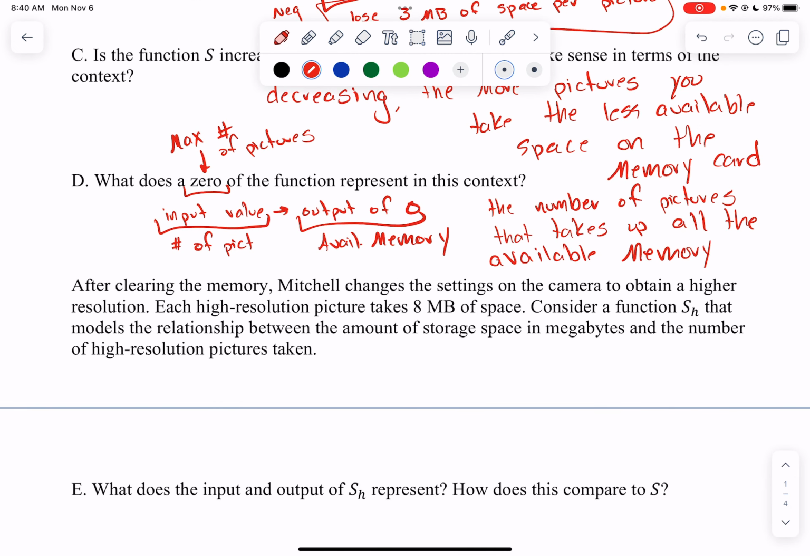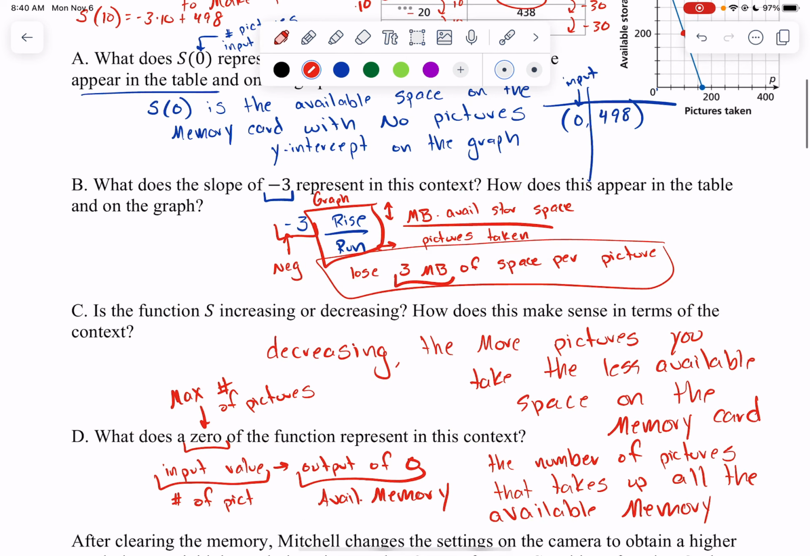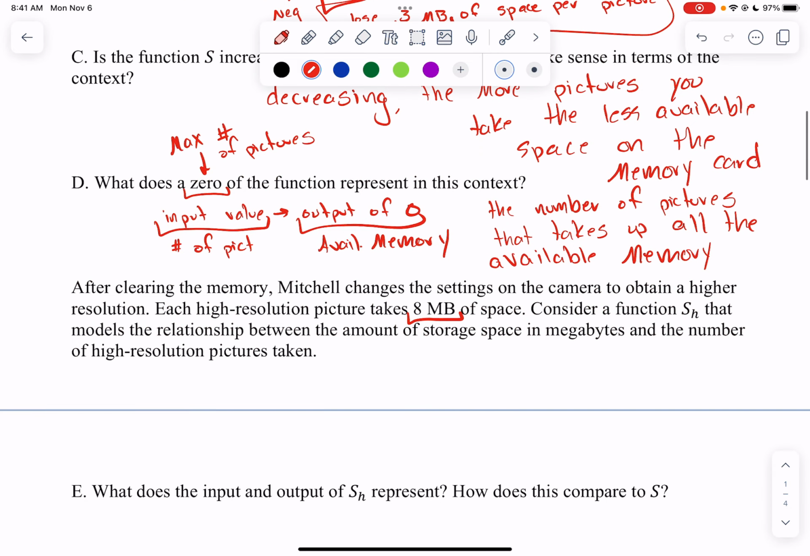After clearing the memory, Mitchell changes the settings on the camera to obtain a higher resolution. Each high resolution picture takes 8 megabytes of space. The last one, each picture took 3 megabytes of space. This one takes 8, because again, it's a higher resolution, higher def pictures. Consider a function S sub h. We read this as S sub h that models the relationship between the amount of storage space in megabytes and the number of high resolution pictures taken.